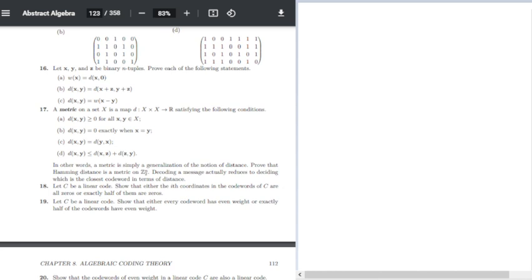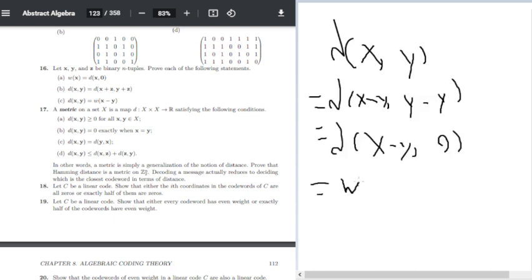And then d(x, y) is equal to w(x minus y). And that is because you can subtract y from both x and y. So we basically have d(x, y), that's actually a kind of satisfying line of reasoning, equals d(x minus y, y minus y), which equals d(x minus y, 0), which equals w(x minus y).